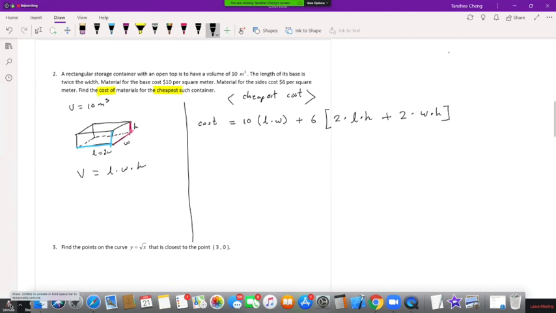What is the cost going to look like? Any questions before I move any further from here?